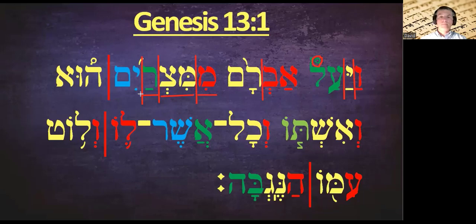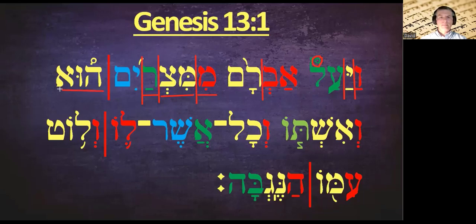You've got to start somewhere. So, mi mitzrayim. Mitzrayim is the Hebrew word for Egypt, so mi mitzrayim means from Egypt. And Abraham ascended, or went up, from Egypt. He's leaving Egypt.